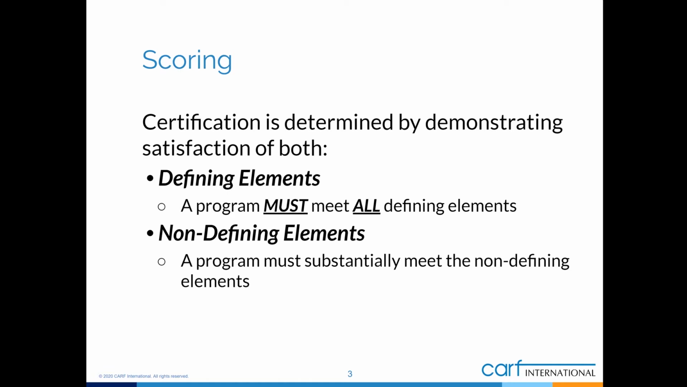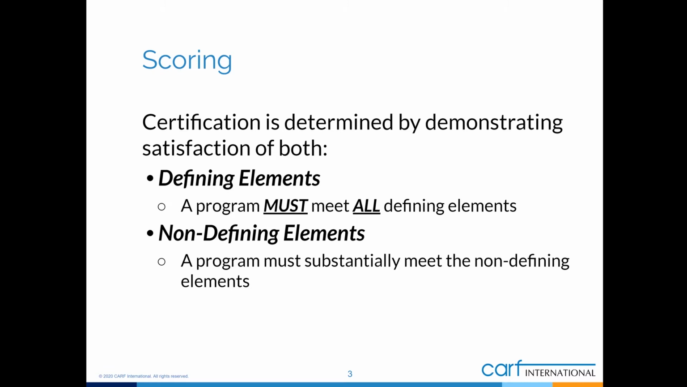The second component of scoring is the non-defining elements. Each of those will be rated as well. While your organization need not meet all of the non-defining elements, it must substantially satisfy these elements. So even though your organization must meet a significant proportion of the non-defining elements, it can miss some and still achieve certification. To emphasize the importance of the defining elements, consider level of care 3.5.